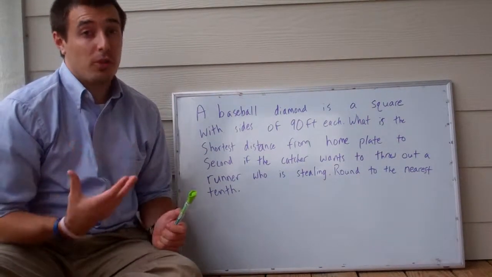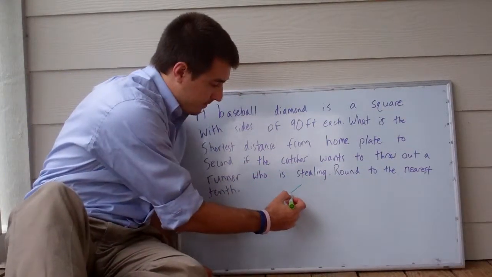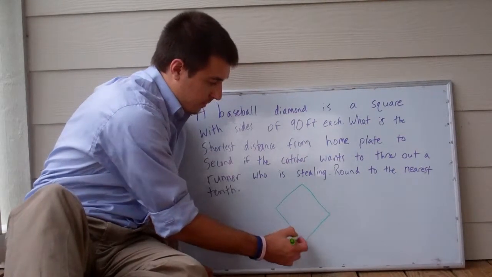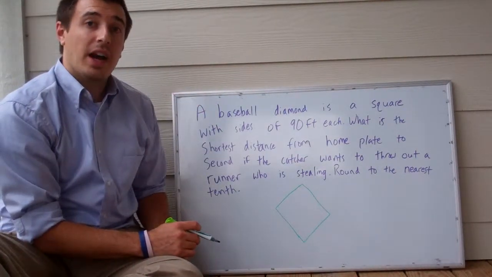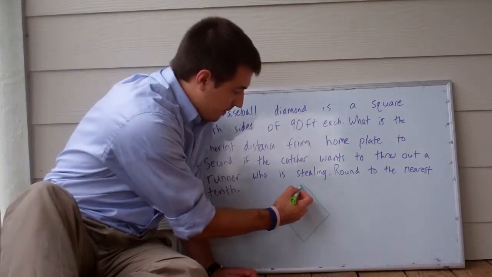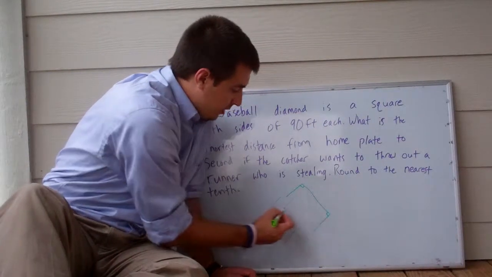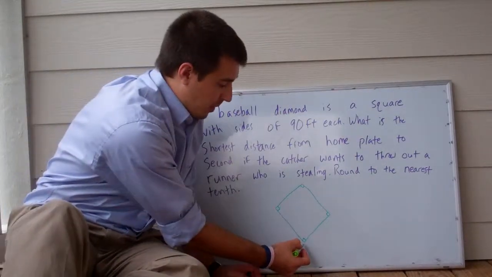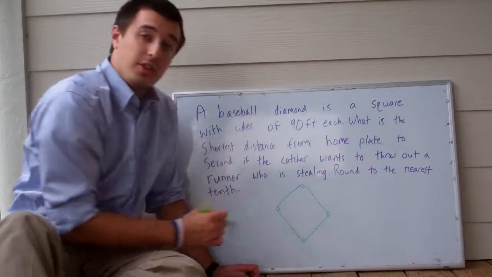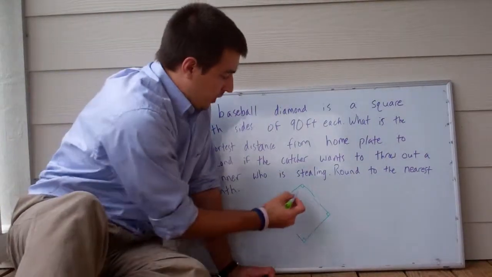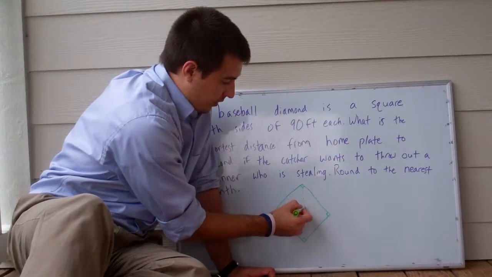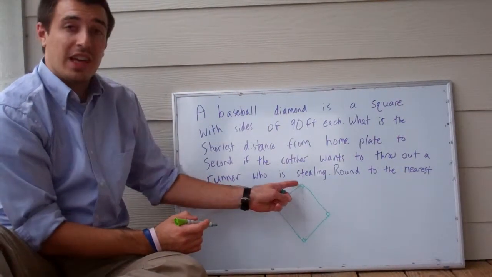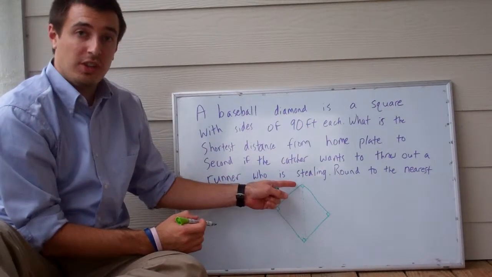So it helps me personally to draw a picture. So right here, we have a diamond, right? Because baseball fields have a diamond. At each point here is your base. Here is probably home, first, second, and third. So we want to figure out what's the shortest distance the catcher has to throw from home to second to try to catch a runner stealing.